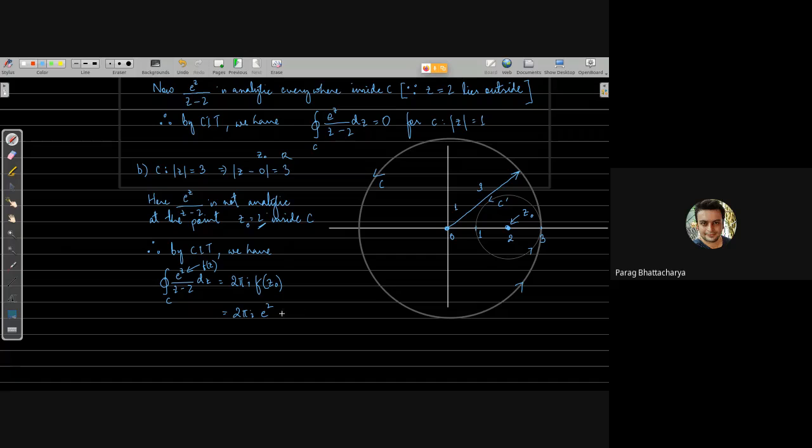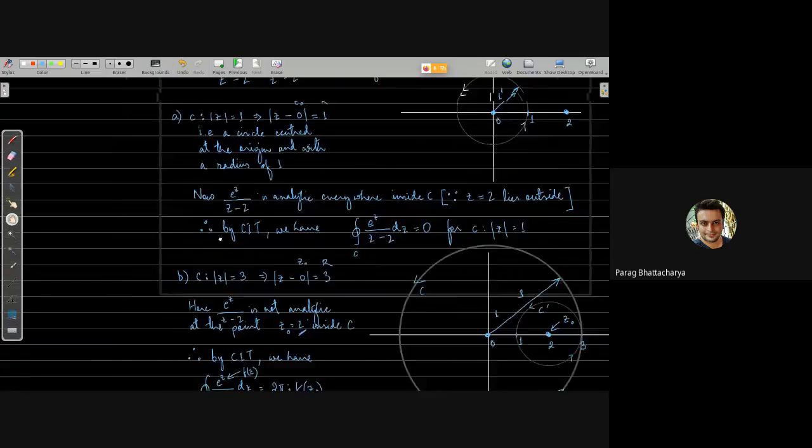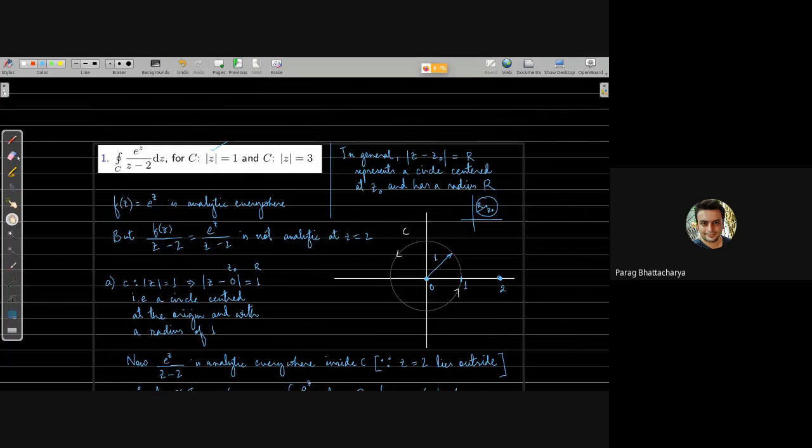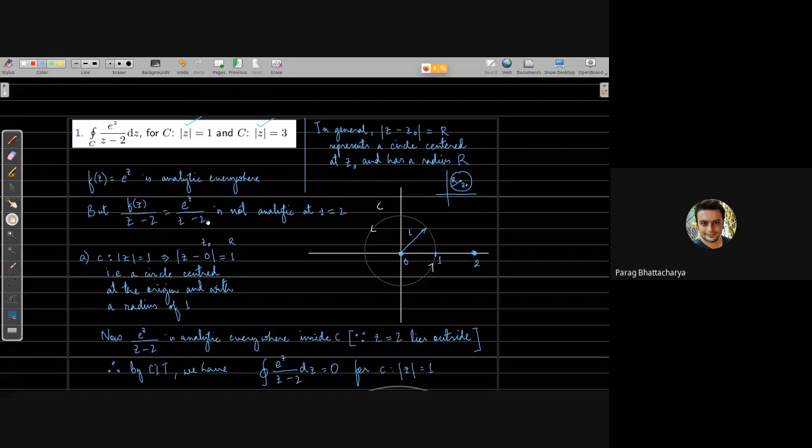When you evaluate this, e squared is approximately 7.39, and the result will turn out to be something around 46.3 i. This is the value that you will get. So this is the integral. Over the first part, this will result in 0, and over the second part, its value will be around 46 i. That's how you solve problems like this using the Cauchy integral theorem or the Cauchy integral formula.